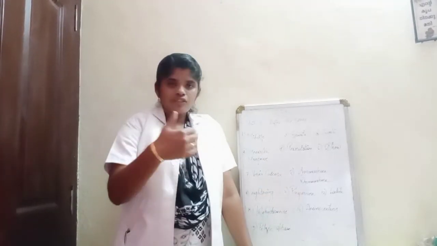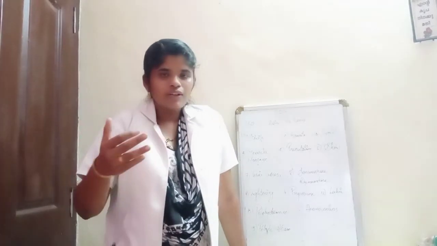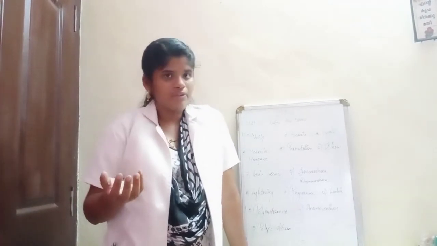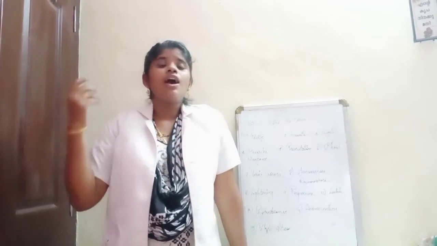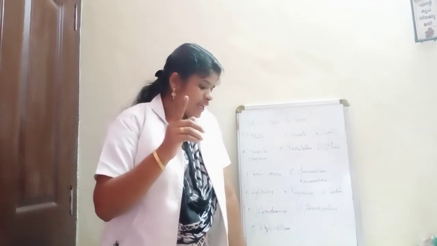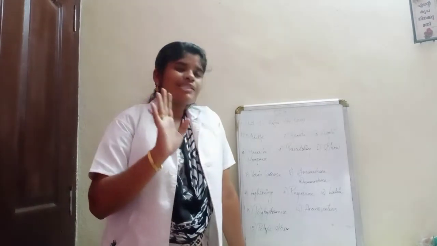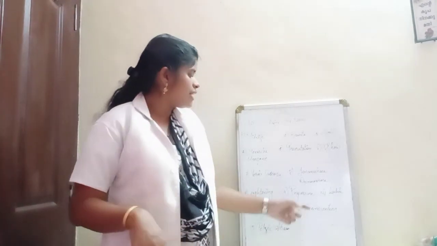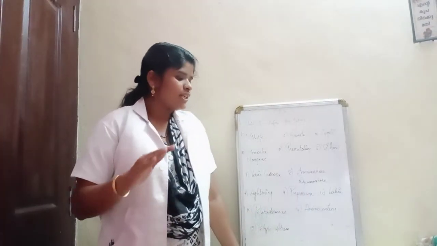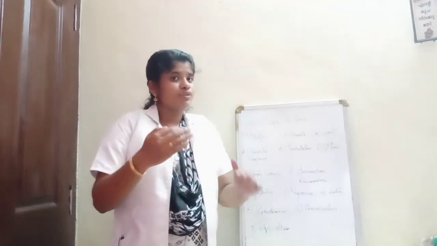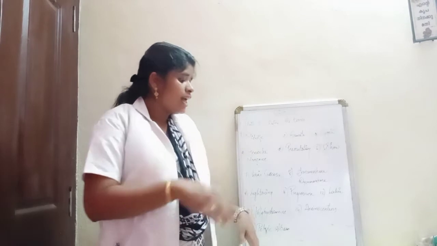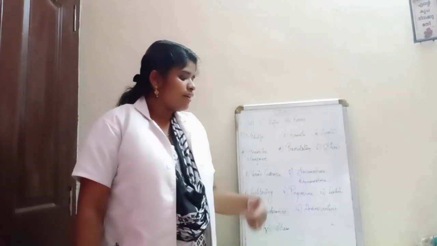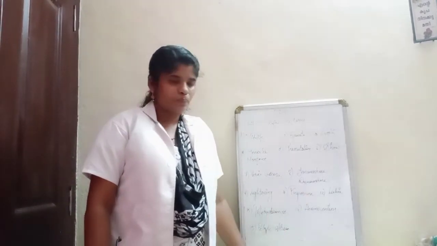Puerperium means after the delivery. Once you deliver the baby, the placenta will be there, right? After the placenta is taken out, the first 6 weeks or so are considered the puerperium. First the baby is taken out, then you take out the placenta, right? So the first few weeks after delivery are known as puerperium.